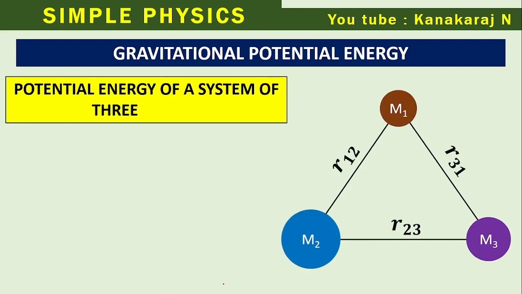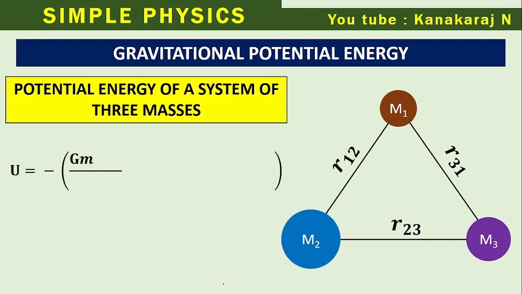Potential energy of a system of three masses. Here you have three masses M1, M2, M3. M1, M2 separated by a distance of R12. M2, M3 are separated by a distance of R23. M1, M3 are separated by a distance of R31.